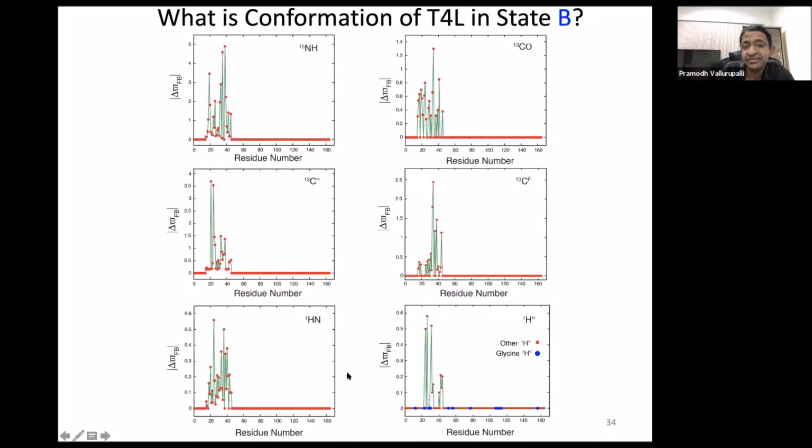So now we're going on to get things in the side chain and things like that. And then hopefully with all that, we will get an idea of the structure of the protein in state B.